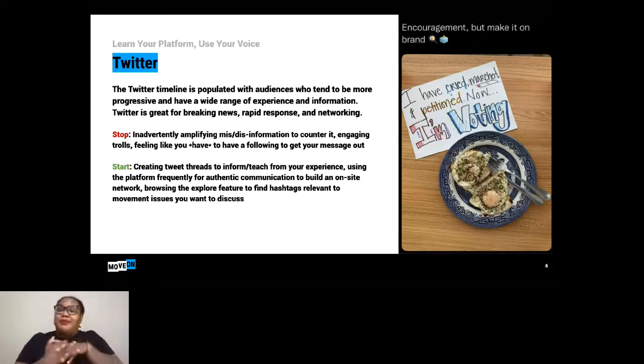So things to stop doing on Twitter: inadvertently amplifying misinformation and disinformation to counter it. It's a popular sort of action folks will do, nicknamed dunking on someone. Ted Cruz is always getting dunked on because he's always having bad takes.